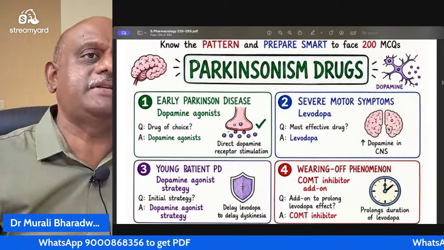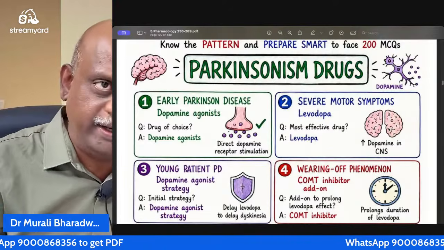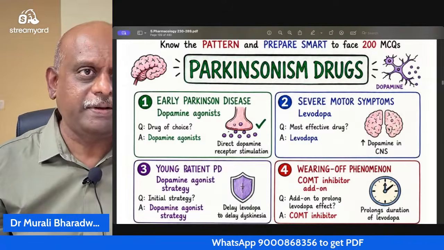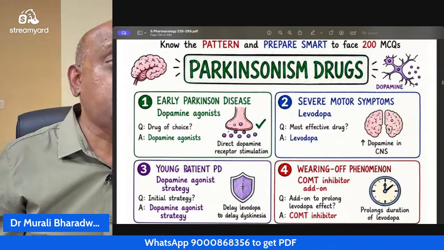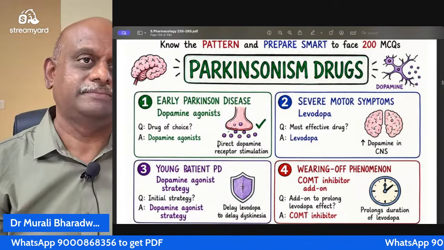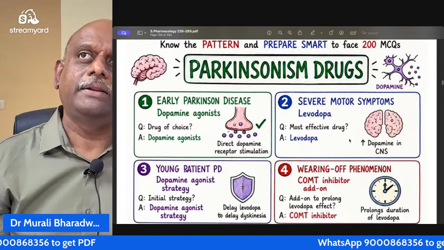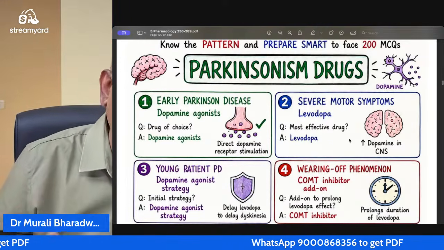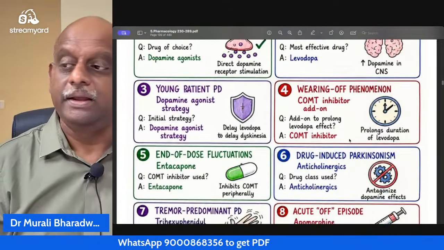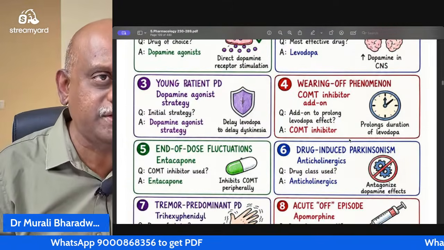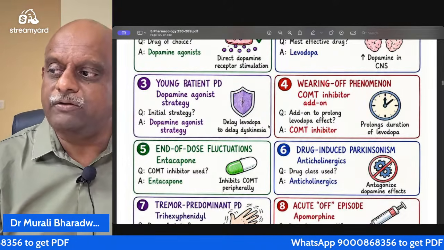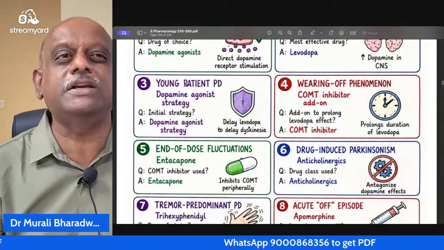Now, this is one favorite question of the examiner, doctor. Early Parkinson's disease. A 40-year-old has been diagnosed with Parkinson's, in the early stage. You don't jump to give levodopa. Instead, you prefer to give a dopamine agonist. Then you have a Parkinson's patient with severe motor symptoms. There levodopa is most effective. Young patient, Parkinsonism, again dopamine agonist and delay levodopa, because a young patient with dyskinesias is not good.